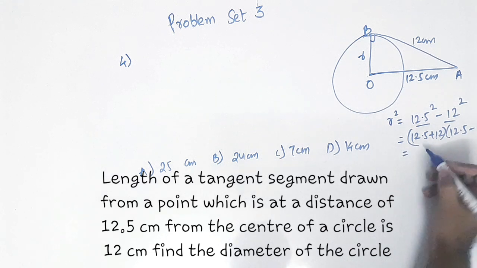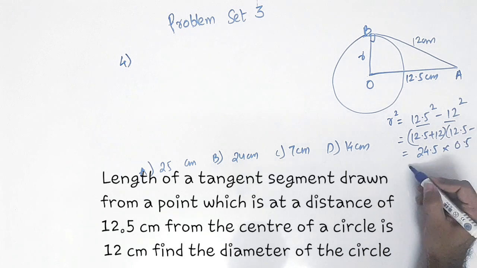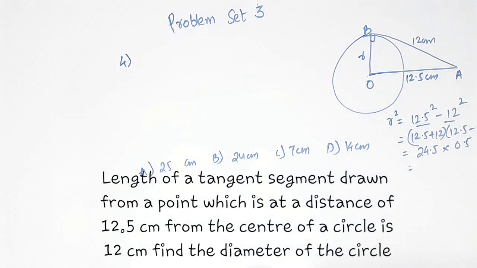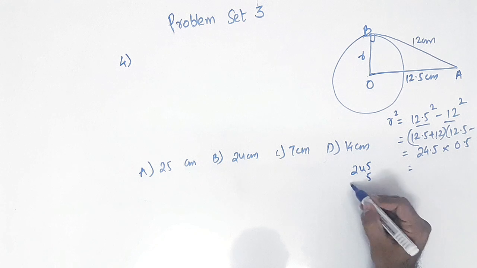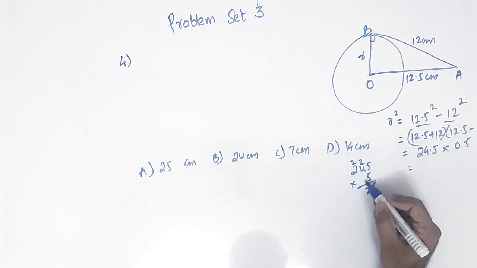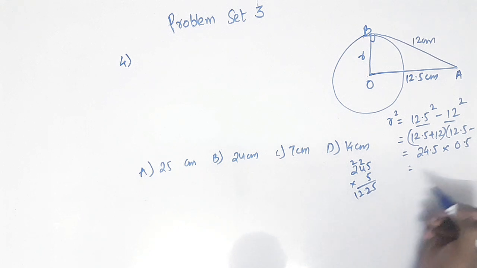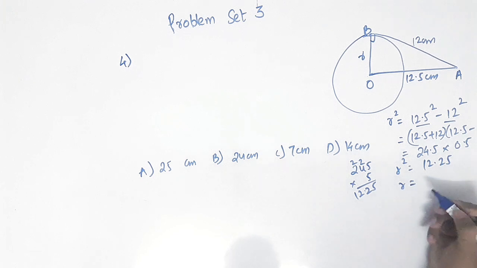12.5 plus 12 is how much? It is 24.5 and this is 0.5. Correct? So 24.5 into 0.5. So it will be 245. 5 5s are 25, 5 4s are 20 plus 2 is 22, 5 2s are 10 plus. This is 12.25. R square we are getting 12.25.